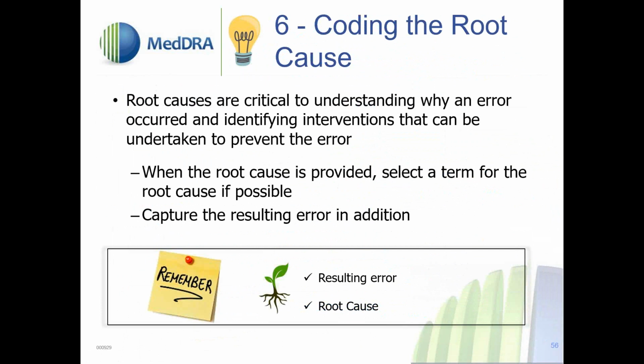Next one. We already shortly addressed the root causes when talking about potential medication errors. So if a medication error is reported in conjunction with the actual cause of this error, then always select a term for the root cause plus the resulting error. Remember what we discussed earlier. Root causes are critical to understand why an error occurred and to identify interventions that can be undertaken to prevent the error. And that is why regulators are very interested in obtaining information about these root causes.